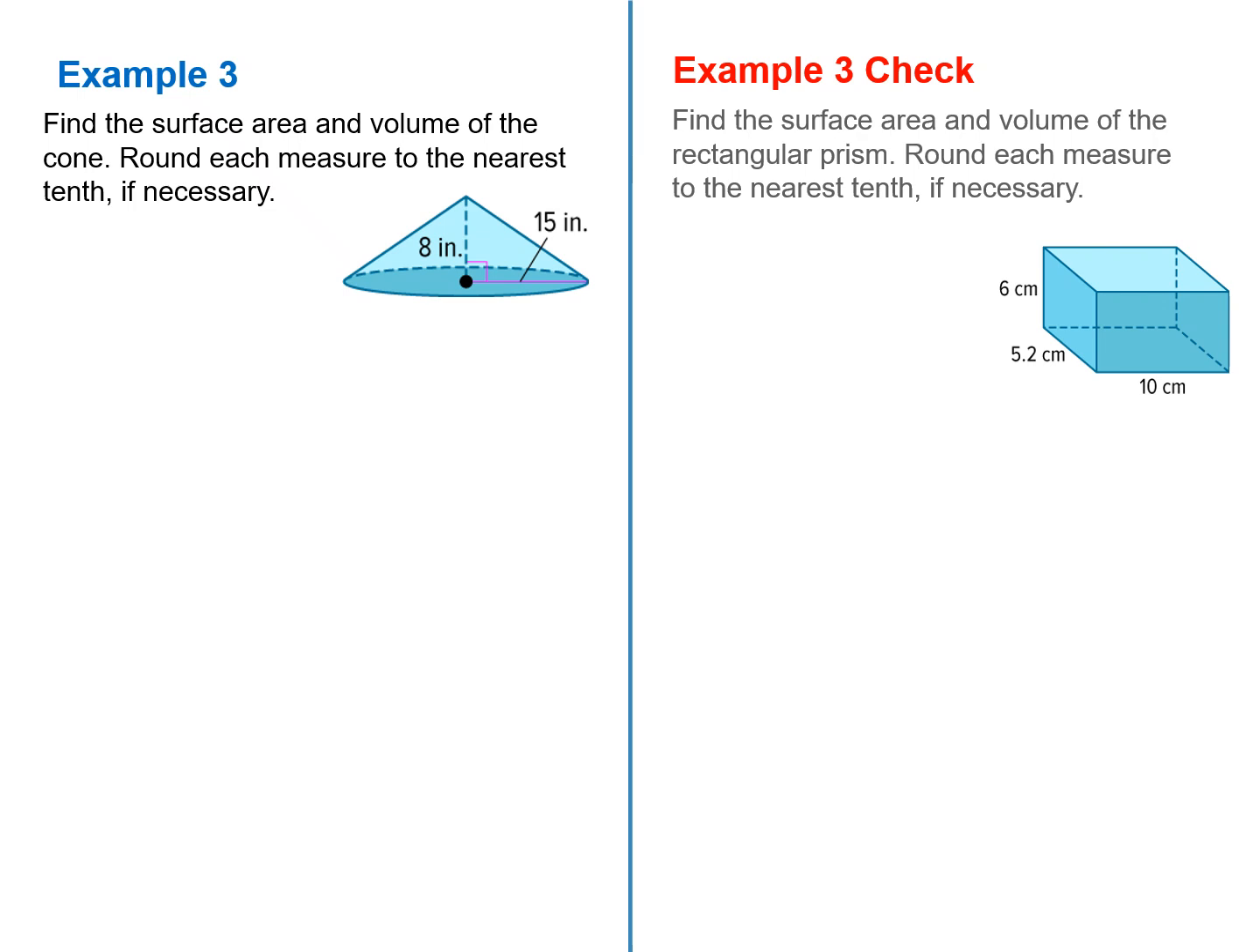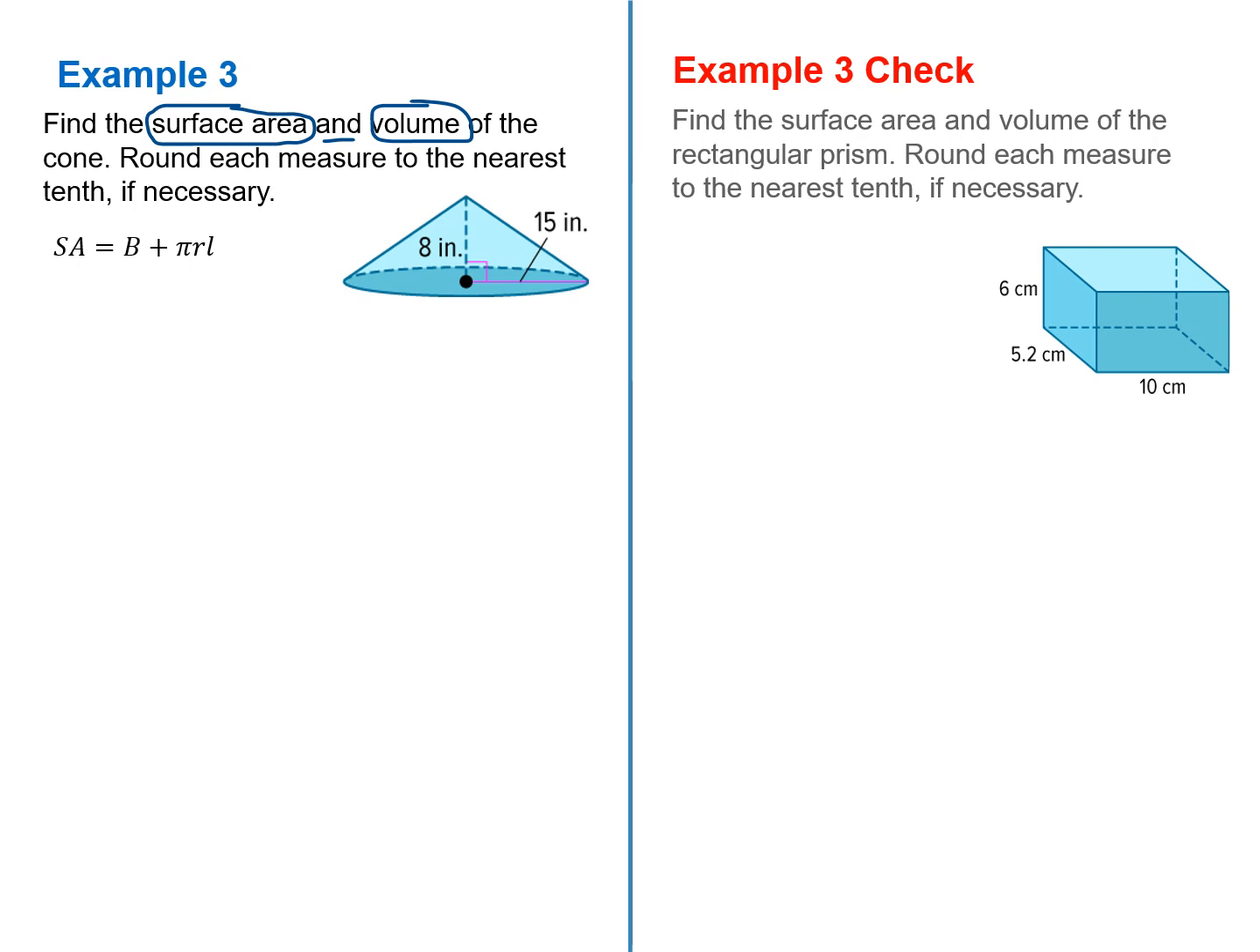The first one says, find the surface area and volume of the cone. Round each measure to the nearest tenth if necessary. So we're finding the surface area and the volume. So let's start with the surface area. The surface area formula says capital B, which is area of base, plus pi times the radius times the slant height. It is important that you do your work off to the side so that you can go back in and plug it in. It's to make it organized.